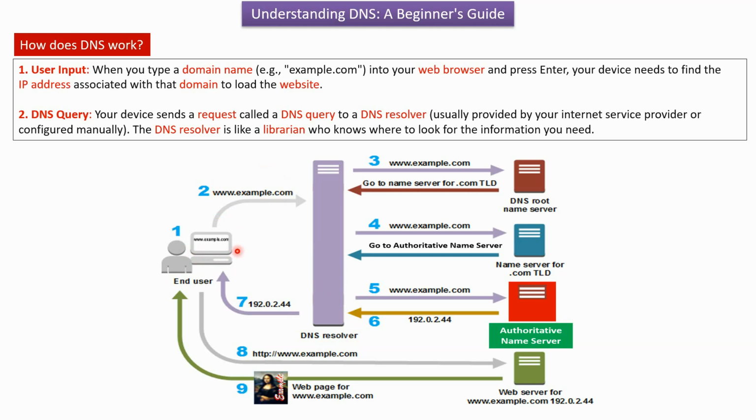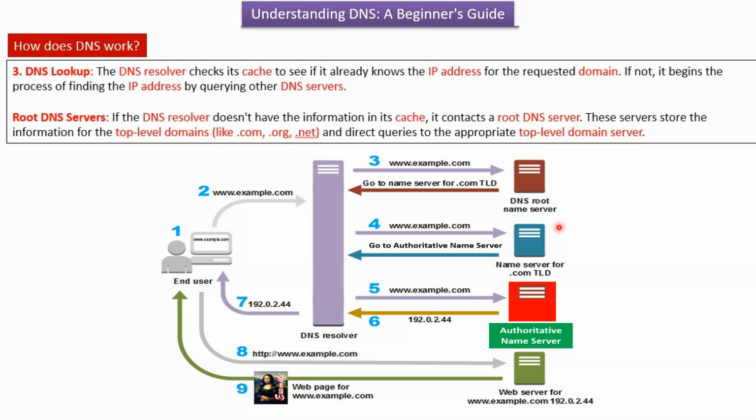The second step is the DNS query. Your device sends a request called a DNS query to the DNS resolver. The DNS resolver is like a librarian who knows where to look for the information you need. The DNS resolver is usually provided by the internet service provider or configured manually. Here you can see DNS servers. Here you can see the DNS root name server.